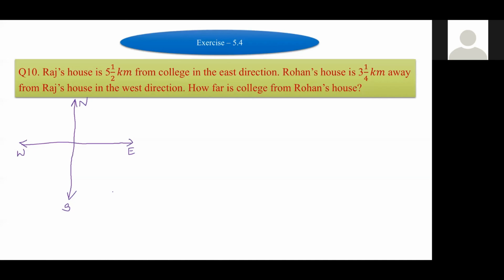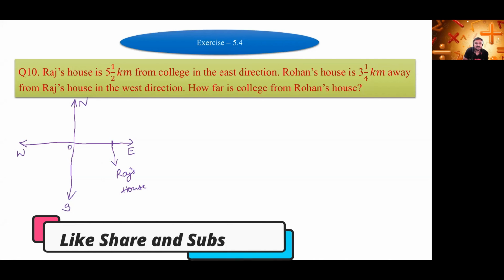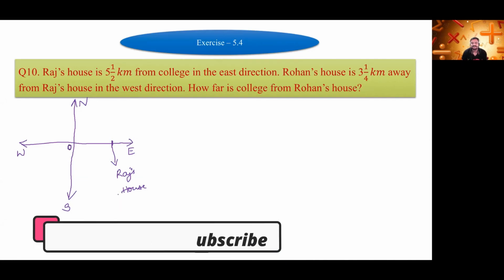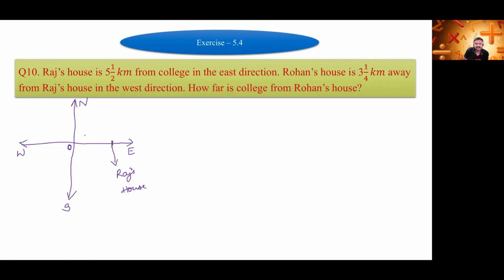Now we will convert the mixed fractions firstly into improper fractions. Sir, mark Raj's house and Rohan's house now in the figure. Raj's house will come in the east direction. So this is Raj's house. This is the starting point, this is the origin. From origin to this Raj's house, the distance is 5 1/2 kilometers. We will name this point as A.